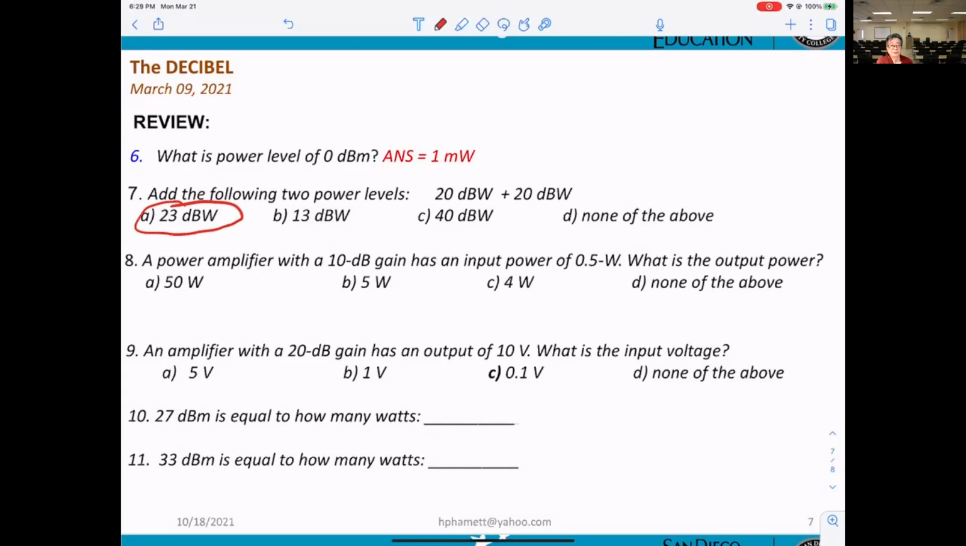Okay, number 8. A power amplifier with 10 dB gain has an input power of 0.5 watt. What is the output power? A, B, C, or D? Go ahead, Joe, your turn. Kumi, go ahead. B, 5 watt.